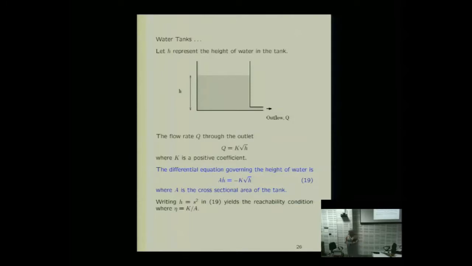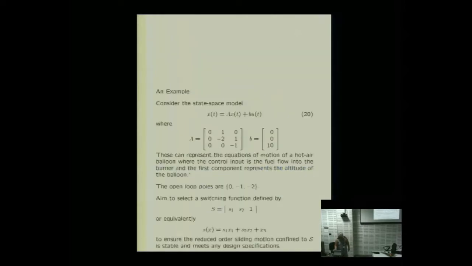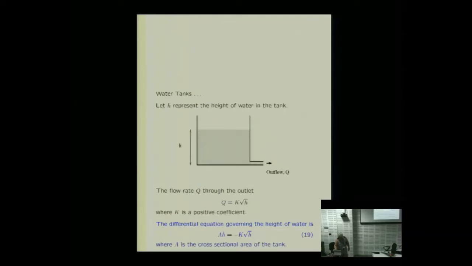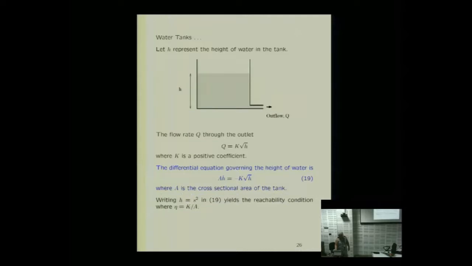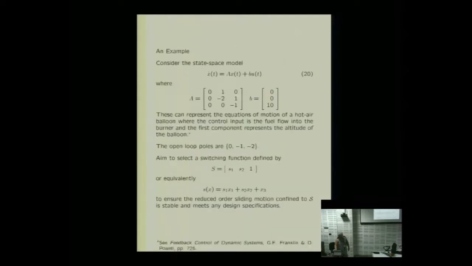So this is a motion which naturally exhibits the reachability condition. People say the reachability condition is something mathematicians choose, that it's subject to assumptions. Well, actually, a very, very simple system based on physics has a sliding mode and satisfies a reachability condition naturally.